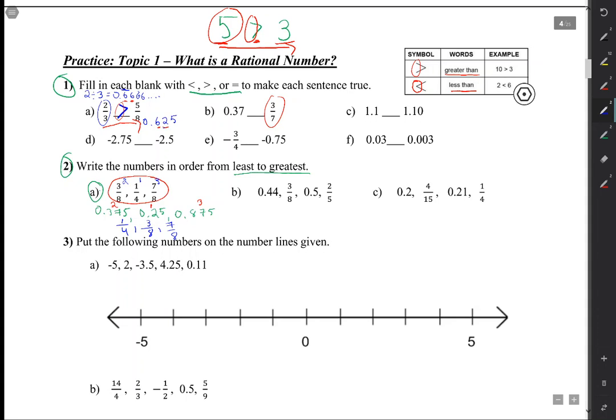And you're going to do the same thing for B and C here. Now, these ones are actually easier because they give you some decimal numbers. But if you're given a fraction, like you are here and here and here and here, convert those to decimals because it'll be a lot easier for you to see which number is bigger and smaller.